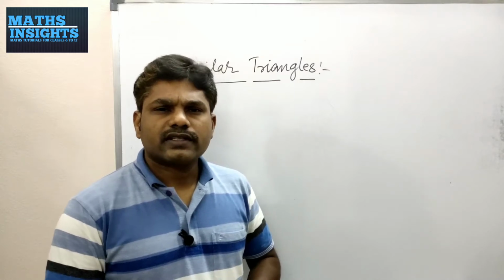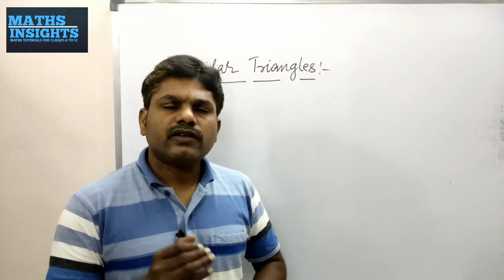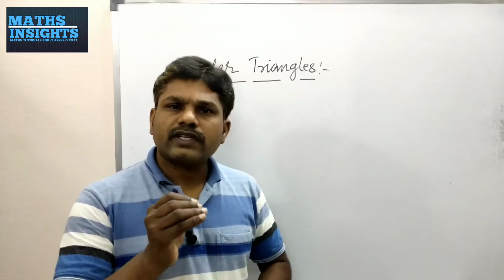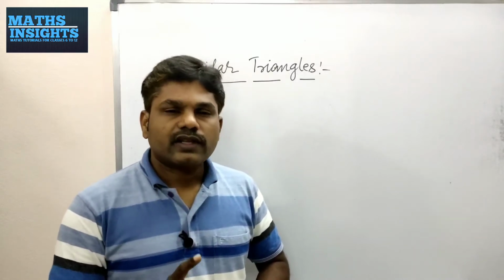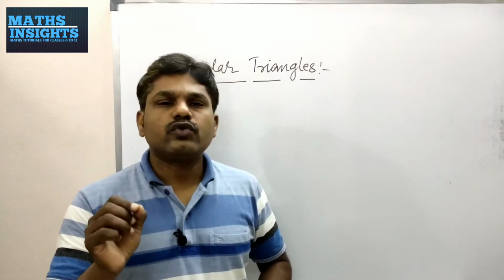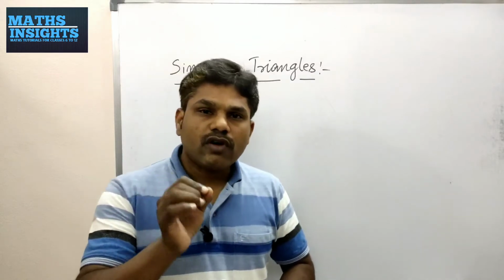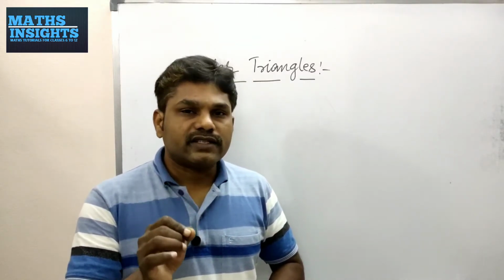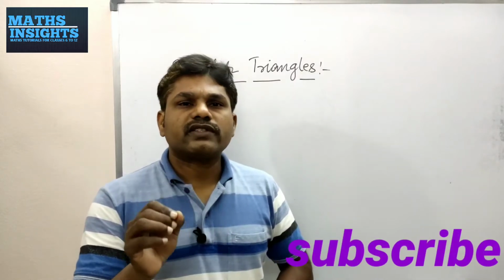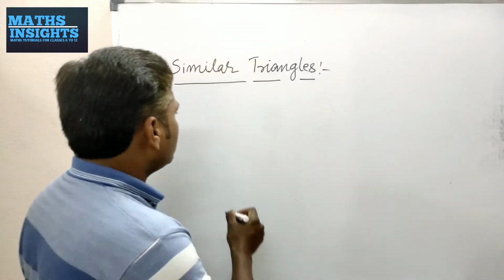First, we will discuss what is meant by similar triangles. Two triangles are said to be similar if they satisfy two conditions. The first condition is that corresponding angles of the two triangles must be equal, and the ratio of corresponding sides must be equal. Otherwise, the ratio of corresponding sides should be proportional. So I am writing the two conditions.